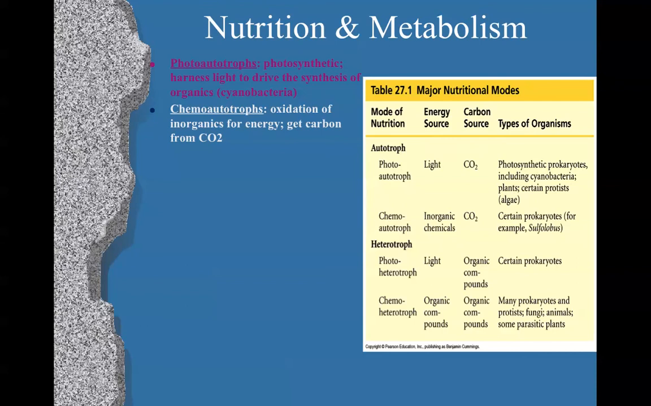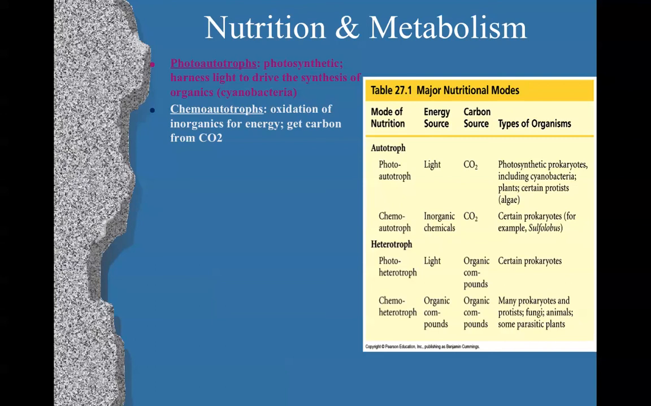Chemoautotrophs are organisms that get their energy source from inorganic molecules, and a good example of this, I think I gave you in your notes package a little handout that talks about, are bacteria that can, for example, use iron or sulfur as an energy source. So a chemoautotroph is a prokaryote that would use chemicals for energy and get their carbon source from the environment, so CO2 again.